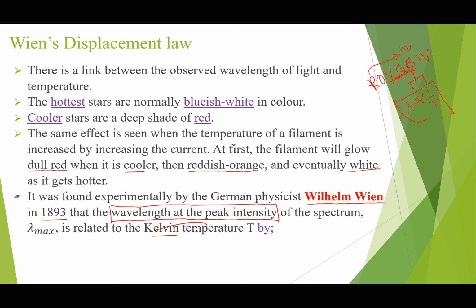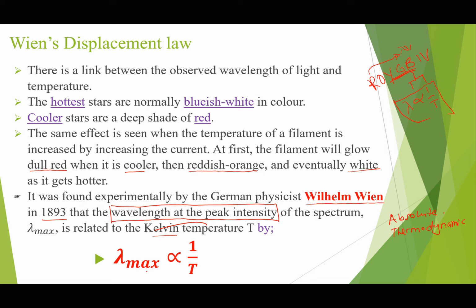When I talk about Kelvin temperature, I'm referring to temperature in Kelvin units, or the absolute temperature, or the thermodynamic temperature. It's not temperature in degrees Celsius. So there is a relationship between temperature and wavelength, and we have seen the hottest stars are bluish white and the cooler stars are red, so the wavelength is inversely proportional to temperature. That's why we are saying that the wavelength, or lambda max, is inversely proportional to temperature.